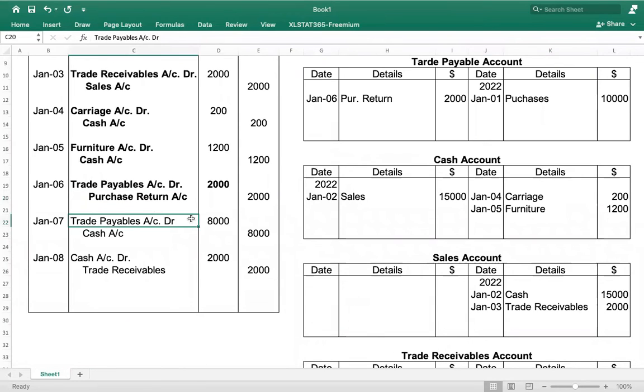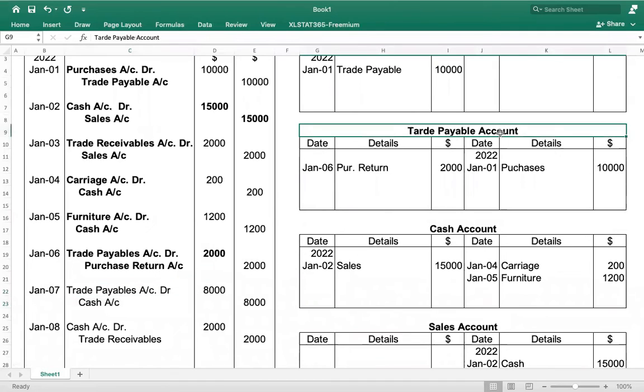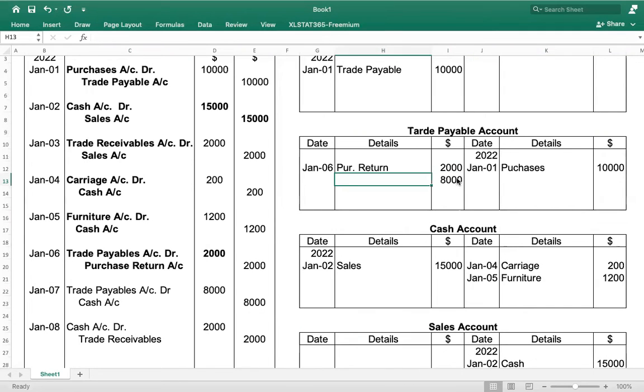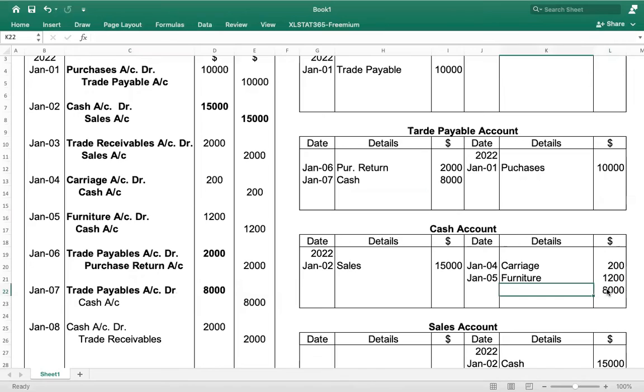Now the last two entries. Read out. Trade payable, debit side, cash, 8,000. Trade payable debited, so this is my trade payable account. Debit side 8,000 I will write. Name of the other account is cash, Jan 7th. Then cash credited. Credit side 8,000. Name of the account is trade payable, Jan 7th. Done?